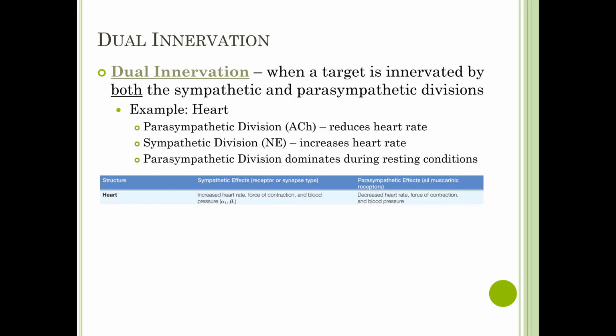So here is a snippet from table 16.3 in your textbook, and it's going to show the structure. It's going to show what the sympathetic effects are, including the receptors, and the parasympathetic effects, which are all going to be muscarinic receptors and using acetylcholine.